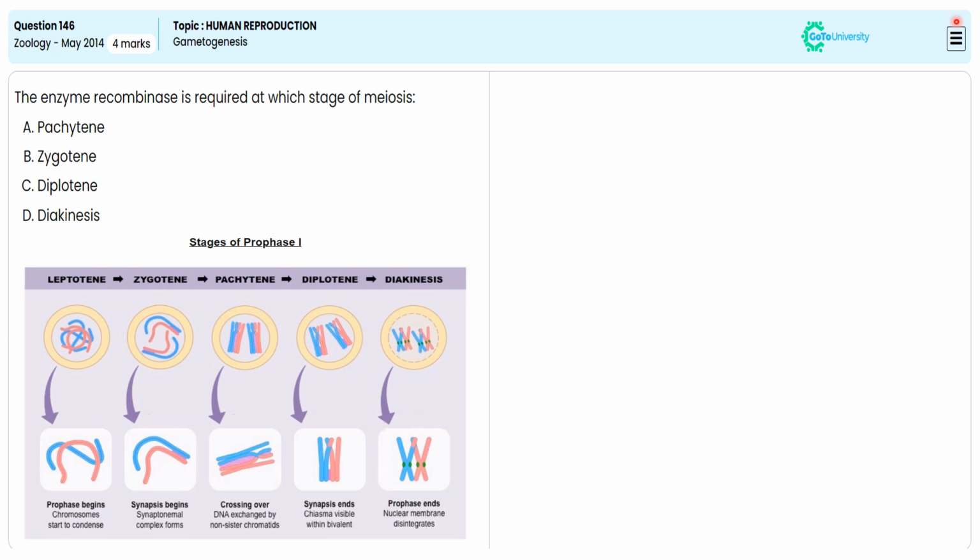With this specification, we are choosing the pachytene stage as the correct answer. Why? Because zygotene, diplotene, and diakinesis do not use the recombinase enzyme. So we choose option A as the correct answer to secure 4 marks.